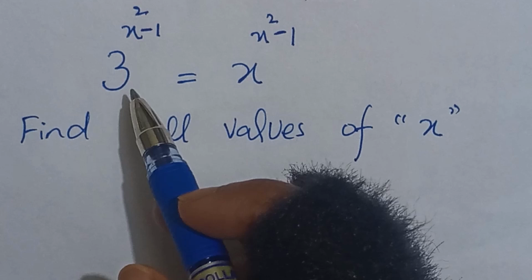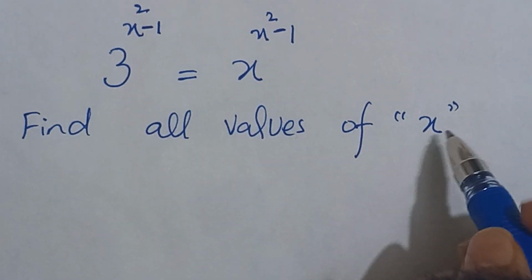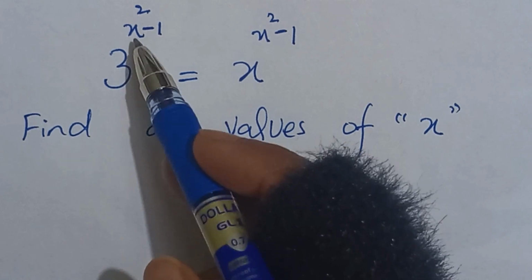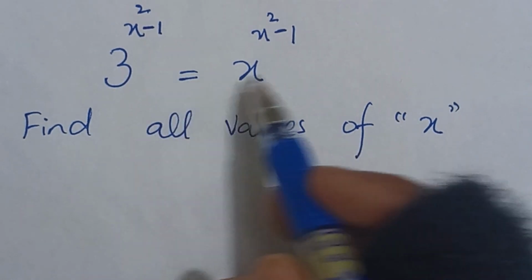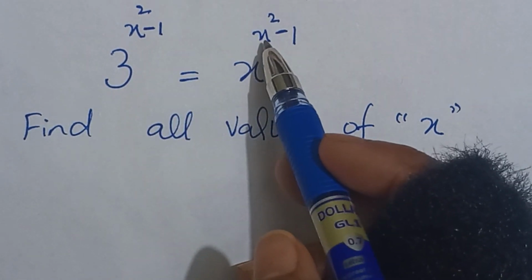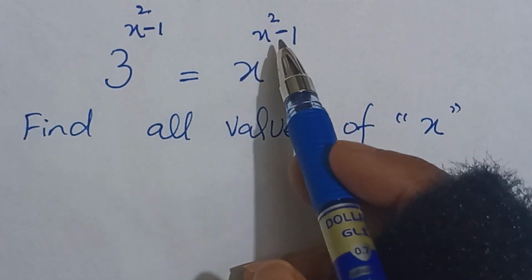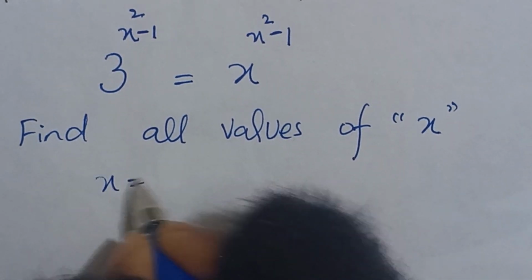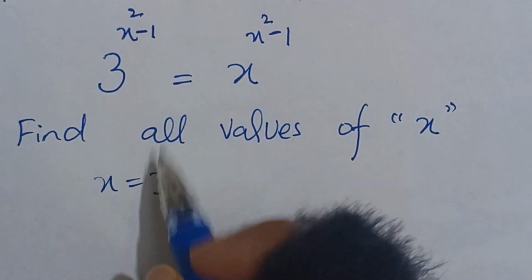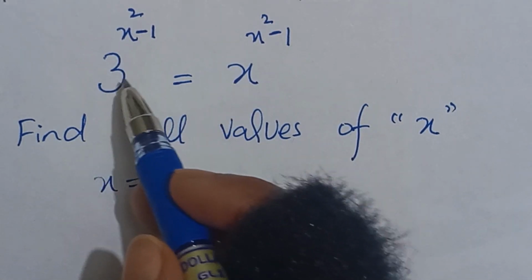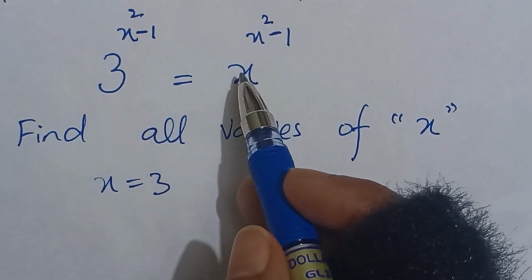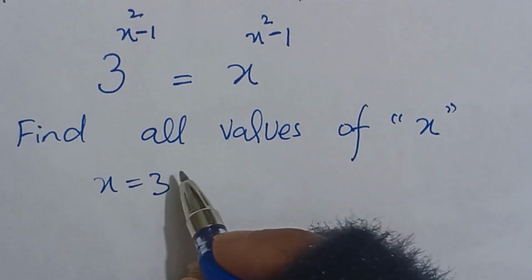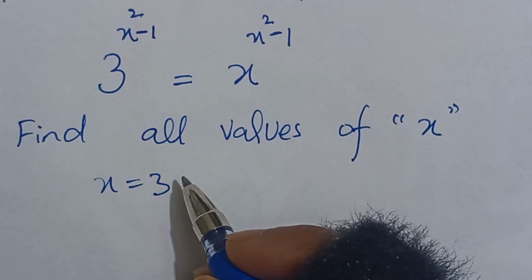And in this video, we find all values of x where x is a real number. So the question is 3 raised to the power x square minus 1 is equal to x raised to the power x square minus 1. One value of x is 3, because if we replace x with 3 in our question, then the left hand side is equal to the right hand side. But this is not the only solution. Let's find the other solutions.